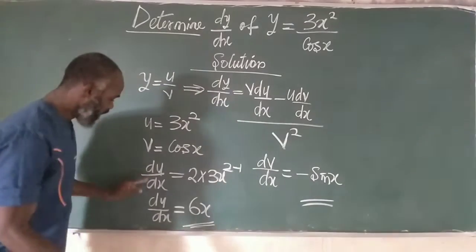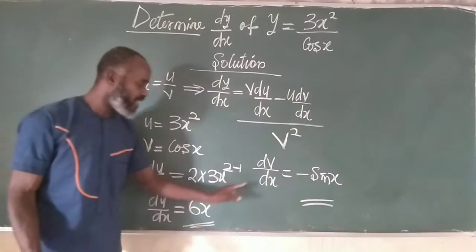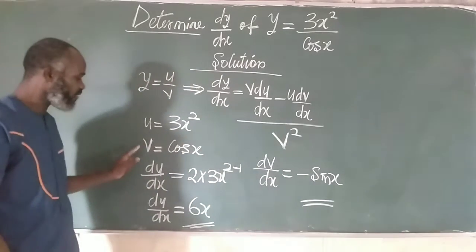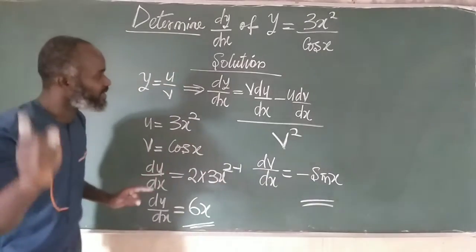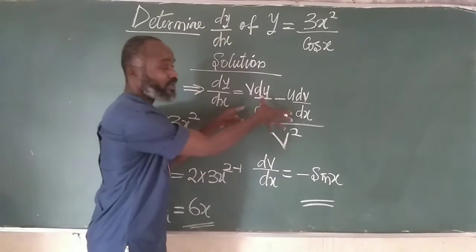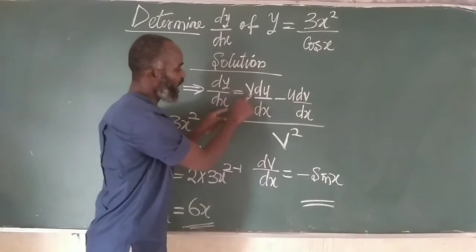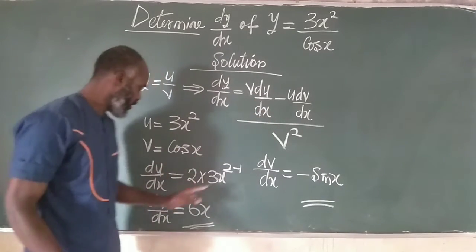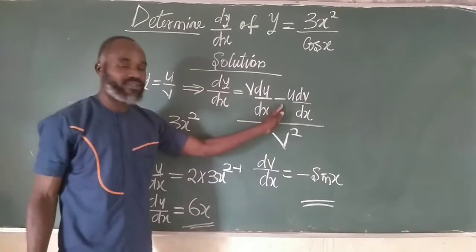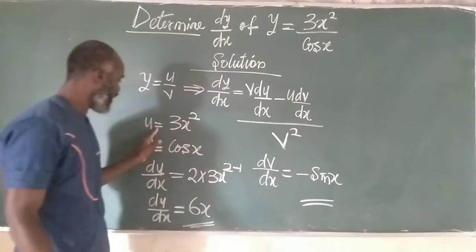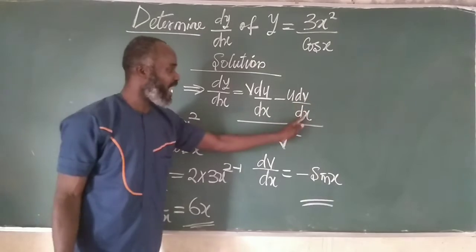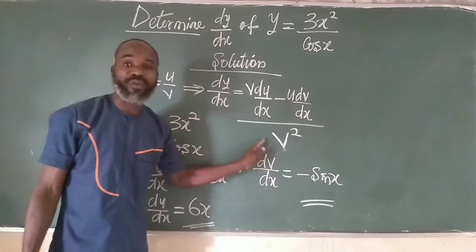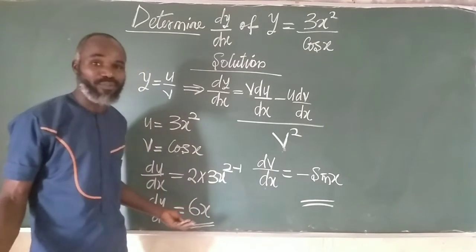Now we have our du/dx, we have our dv/dx, and we have our u and our v respectively. It is time for us to begin to substitute where necessary. Where we have v, we substitute v. Where we have du/dx, we substitute it. Minus, we keep our u again, and substitute the dv/dx, all over v squared. At this point, v will be squared. That's all, and you see, it's very simple.